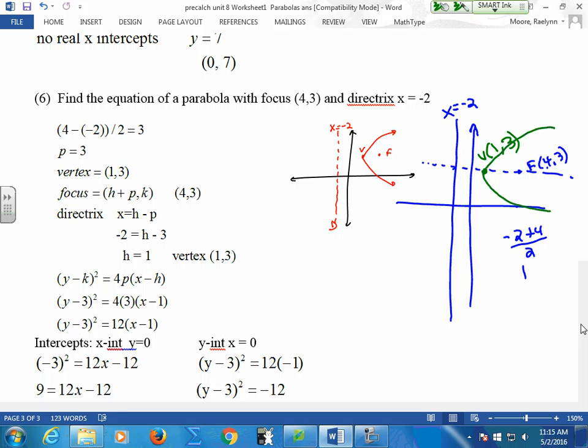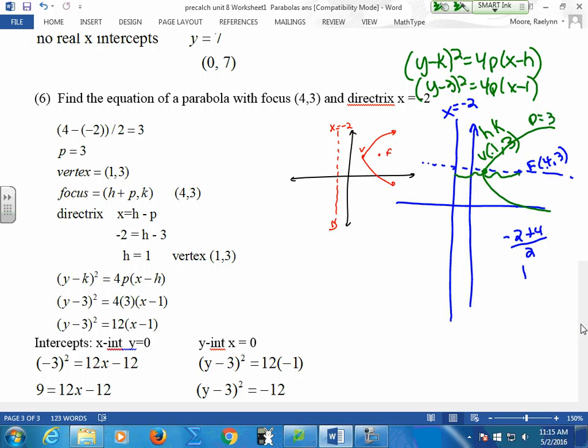When it opens left or right, is it an x squared or a y squared? Y squared. So I start like this. I plug in what I know. I know my vertex. This is my h, this is my k. Okay, and now all I have to do is find P. P is the distance from either one of these guys. So I like this one better. 4 minus 1, P is 3.